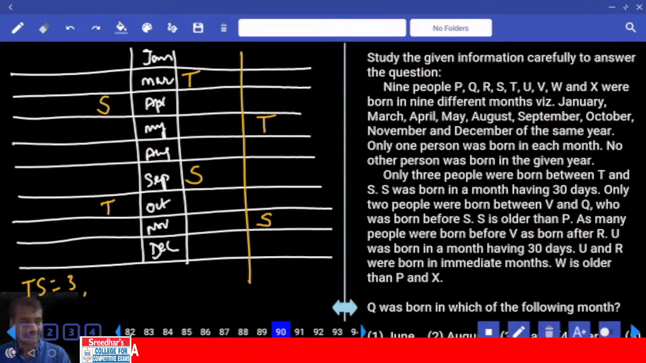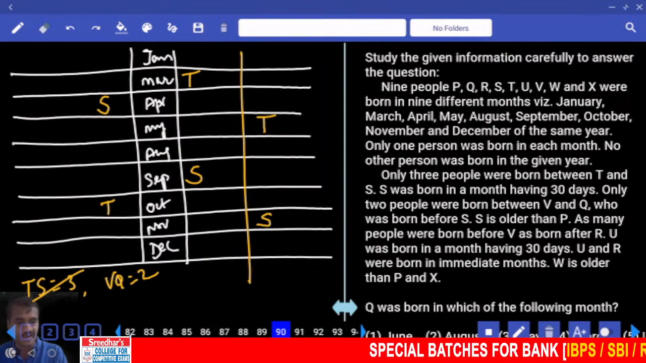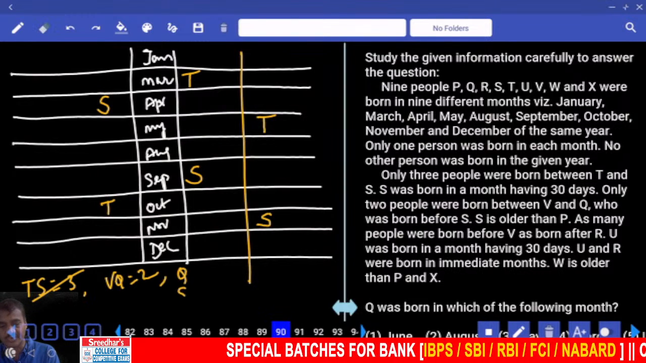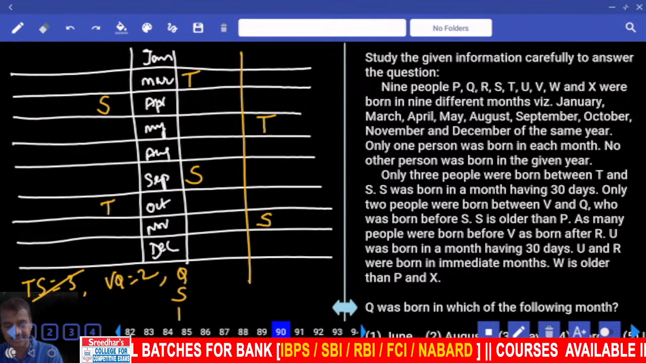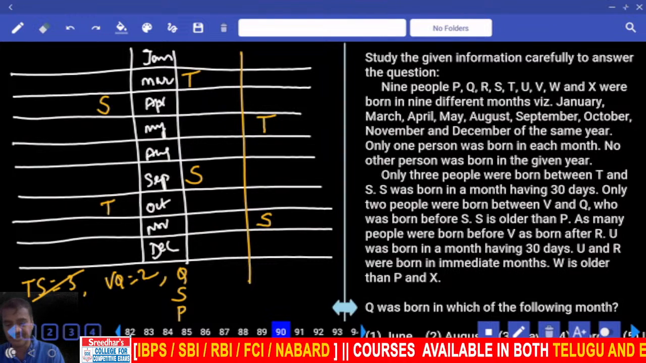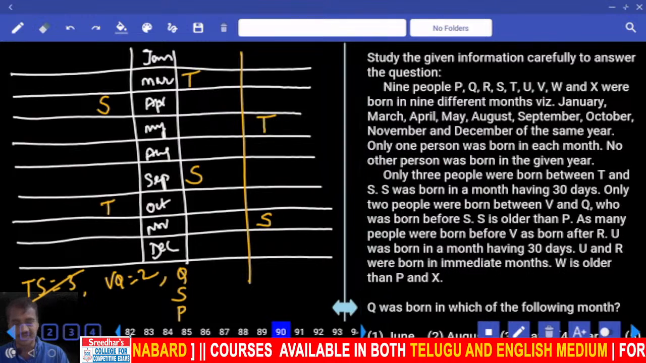Then only 2 people between V and Q. Now in between V and Q, how many people? There are exactly 2 people. And Q was born before S. Now Q was born before S. S is older than P. That means Q, S and P must be in this order. And in between Q and S, there could be some or may not be some. Then S is older than P.